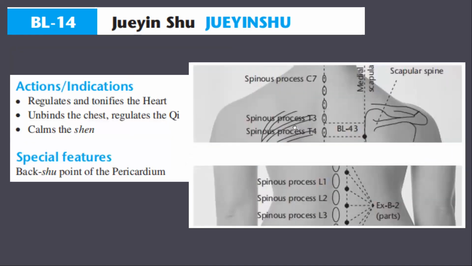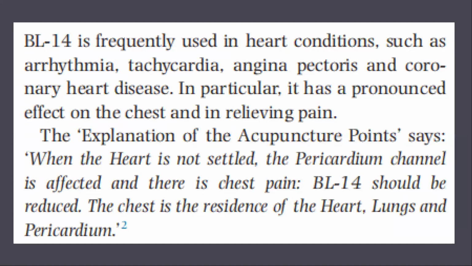For actions and indications, Bladder 14 regulates and tonifies the heart, unbinds the chest, regulates the chi, calms the shen. For special features, Bladder 14 is the Back-Shu point of the pericardium. Bladder 14 is frequently used in heart conditions such as arrhythmia, tachycardia, angina pectoris, and coronary heart disease. In particular, it has a pronounced effect on the chest and in relieving pain.